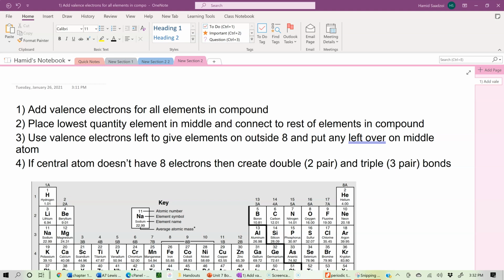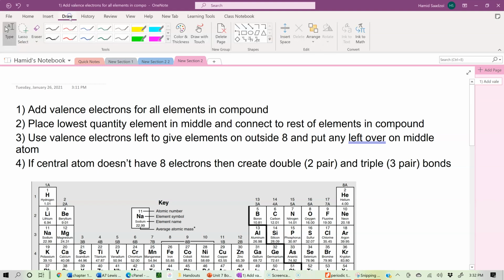To draw Lewis dot diagrams, we're going to go over a simple method of how to draw Lewis dot structures for anything you want to. It requires you to follow a specific sequence of steps, and we're going to walk you through those steps so you can better understand this.